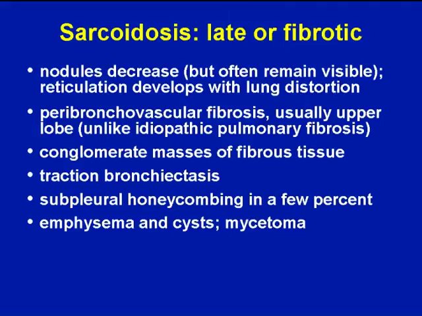Conglomerate masses of fibrous tissue may result. Traction bronchiectasis is often seen in relation to these masses. And subpleural honeycombing may be seen in a few patients, and on occasion, an individual scan in a patient with sarcoid will look like IPF or UIP, but the distribution is different, upper lobe versus lower lobe. Emphysema and cysts often develop in late-stage disease, and these may lead to the formation of mycetoma.